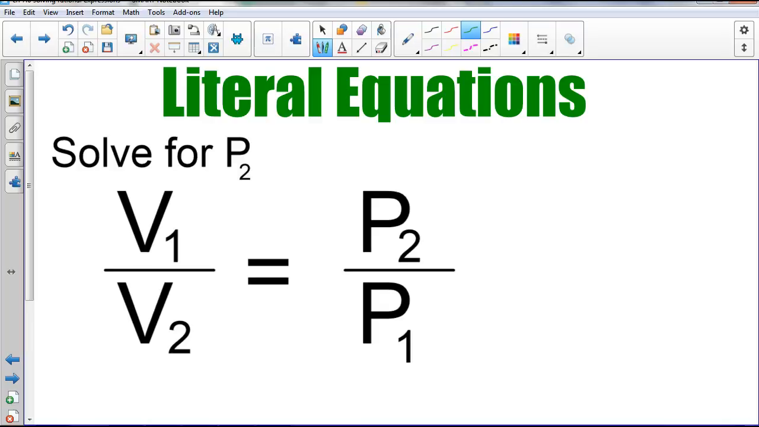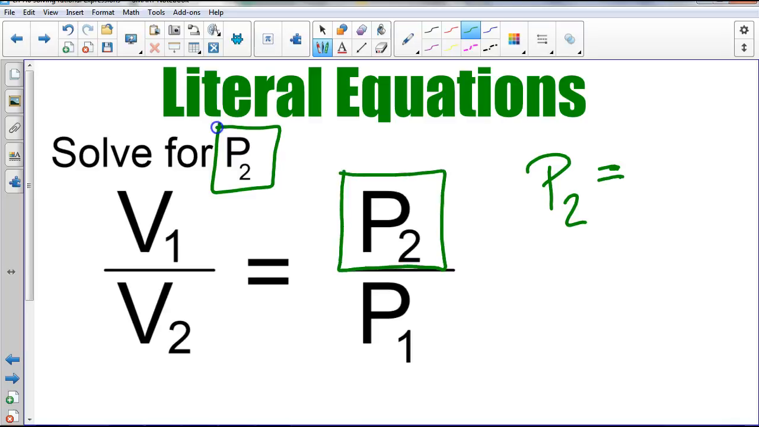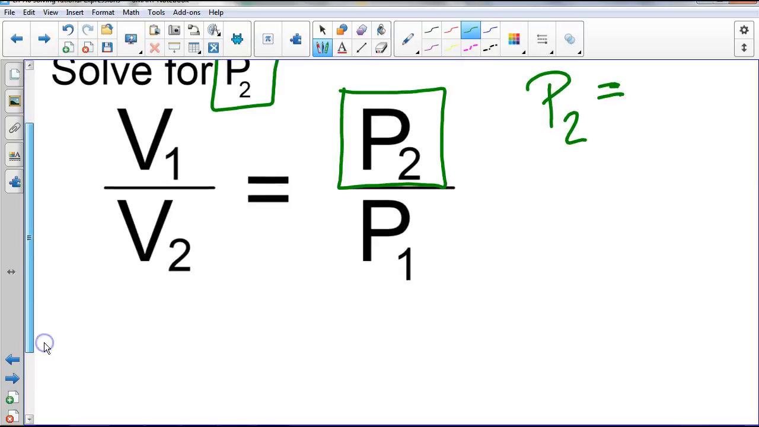However, your final answer should be P subscript 2 equals. So I know that we did it right when your final answer is P sub 2 equals something. Okay? What that means, we have to rearrange this and solve for the numerator on the left side. Well, how do we do that? Well, let's talk about the methods that we've learned in solving equations.